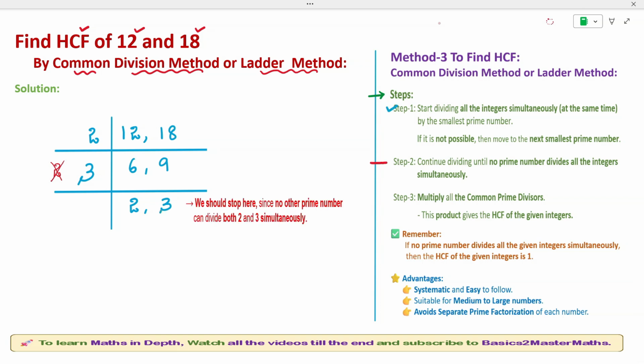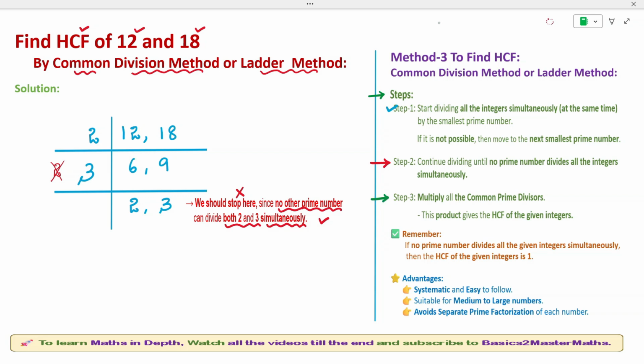As per step 2, we should stop here since no other prime number can divide both 2 and 3 simultaneously. Got it?